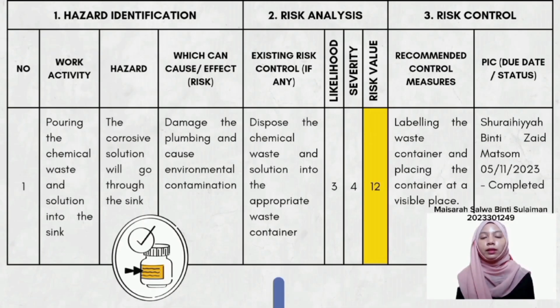In the HIRARC form, there are hazard identification, risk analysis, and risk control. In hazard identification, there are work activity, hazard, and effect. Whereas in risk analysis, there are existing risk control, likelihood, severity, and risk value that follows according to the risk matrix. And lastly, in risk control, there are recommended countermeasures and person in charge.